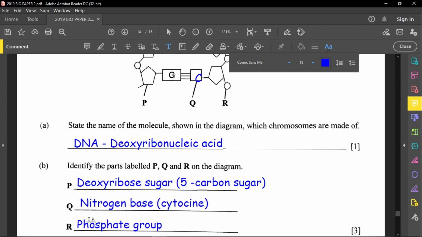So there are three things that make up the DNA. You have a 5-carbon sugar, which is called deoxyribose sugar. We have a nitrogen base called cytosine. So let me just correct this. It's actually S right here. So cytosine, and a phosphate group. So those are the three parts that make up a DNA structure.